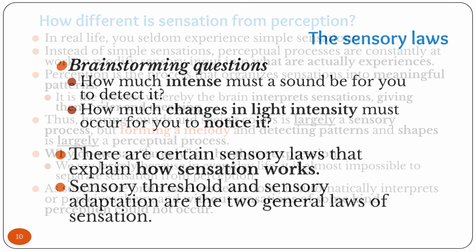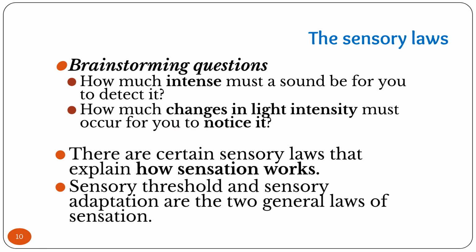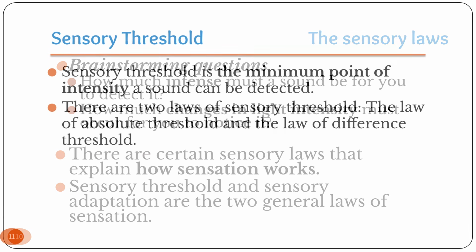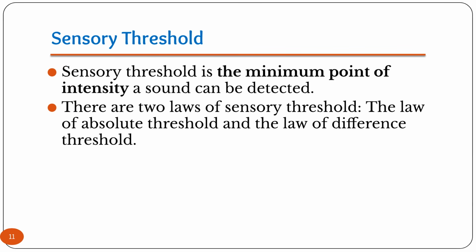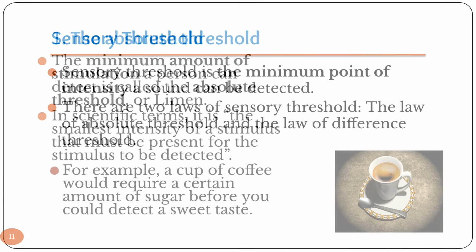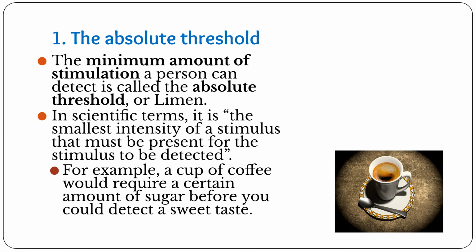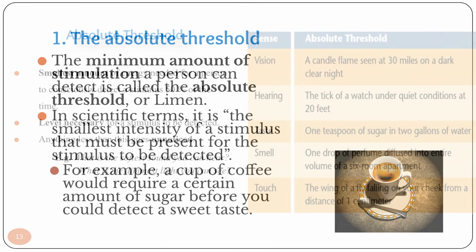To understand how sensation works, we consider the sensory laws. These include the concepts of sensory threshold and sensory adaptation. Sensory threshold is the minimum intensity at which a sensation can be detected. This is explained through the law of absolute threshold and the law of difference threshold. The absolute threshold, or limen, is the minimum amount of stimulation required for a person to detect a stimulus. It is the smallest intensity that must be present to be detected.